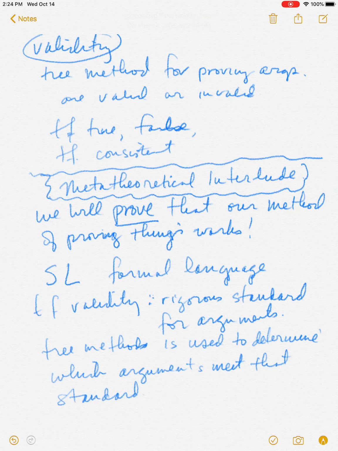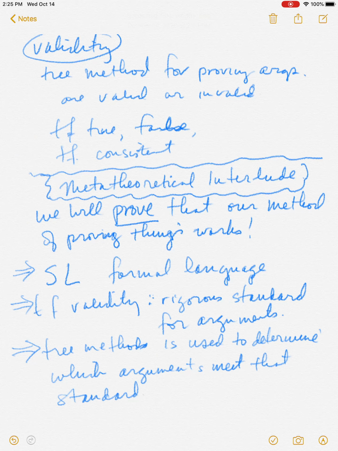So we've actually done a fair amount so far. We've developed this formal language that captures the logical structure of sentences. We've developed this formal, rigorous standard against which we measure arguments. And we've developed this technique, the tree method, that we can use to determine which arguments meet the standard and which ones don't meet the standard.